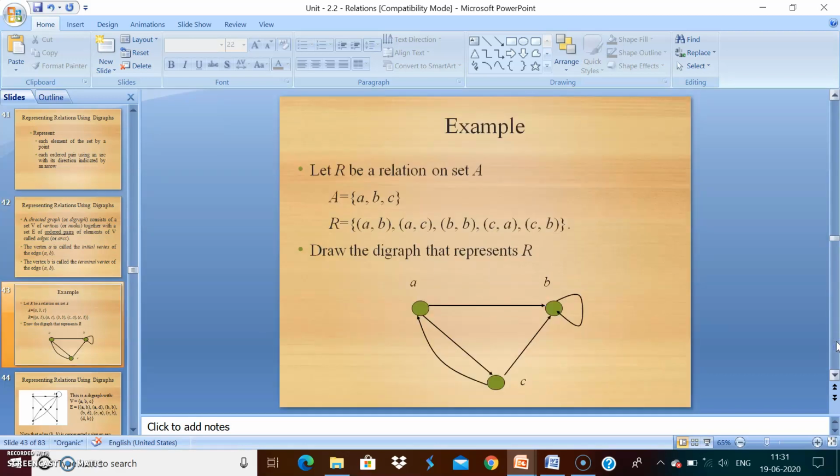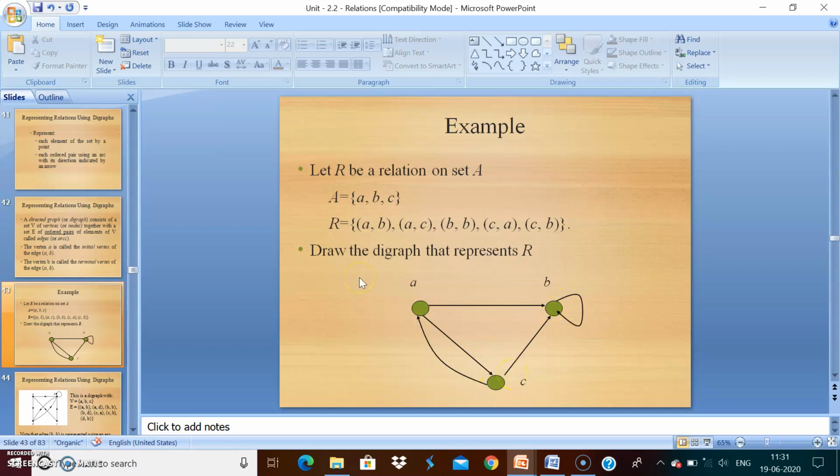So let R be a relation on a set A, where A equals {A, B, C}. So R equals {(A, B), (A, C), (B, B), (C, C), (C, B)}. Find the diagram of the above relation. First identify how many elements there are in total: A, B, C. Therefore, put circles here. A is one circle, B is one circle, C is one circle.